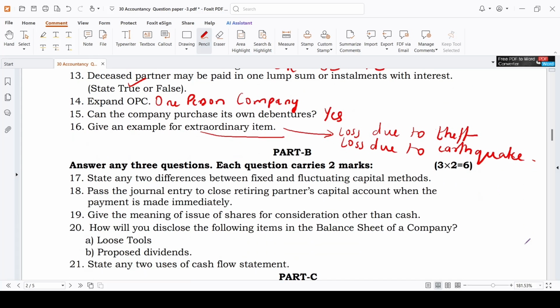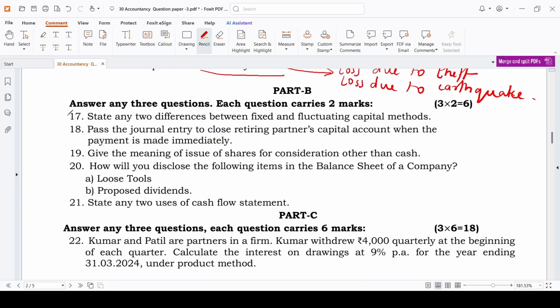Next, state any two differences between fixed and fluctuating. Already I have given this question. Whatever questions I have given in 2 marks, the same questions are there in all the 3 model papers. That's why I told you again and again, prepare the 2 mark questions, that is more than enough to take up your 2 marks.